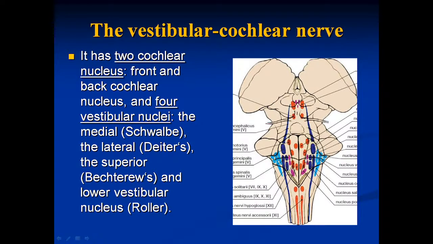It has 6 nuclei. 2 cochlear nuclei, front and back, or anterior and posterior, and 4 vestibular nuclei: medial, Schwalbe, lateral, Deiters, superior, Bechterew, and lower, Roller. You know this information too.